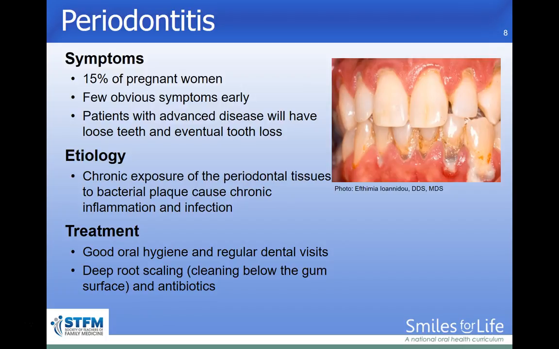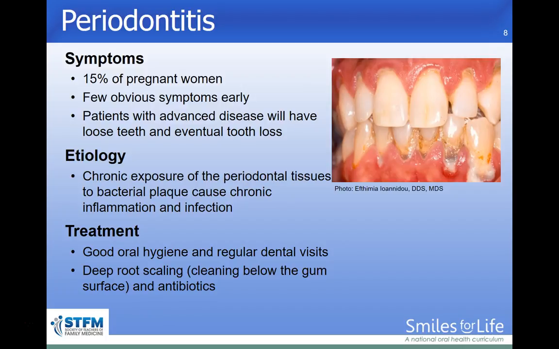Patients with advanced disease will have loose teeth. So how does this work? What's the etiology? Chronic exposure of the periodontal tissues to bacterial plaque causes a chronic inflammation. The body's host response to the bacteria, through either magnifying or suppressing the inflammatory response, helps to determine the manifestation and progression of the disease.